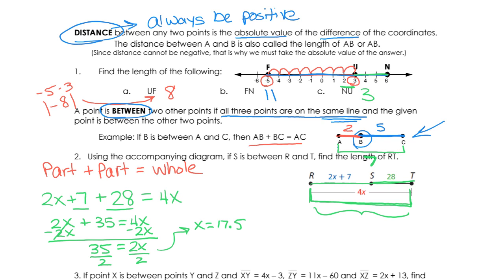Now we have to make sure in geometry that we answer the question. So going back up, it says, if S is between R and T, find the length of RT. Well, remember, R to T is the whole thing, which is 4x. Well, we just figured out x is 17 and a half. So 4 times 17 and a half will give us a grand total for RT being 70.